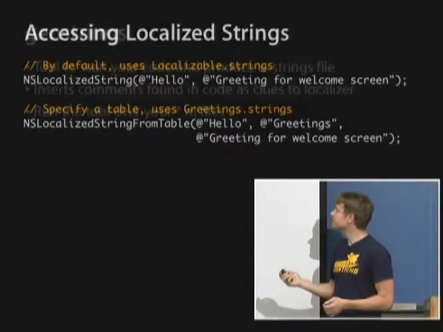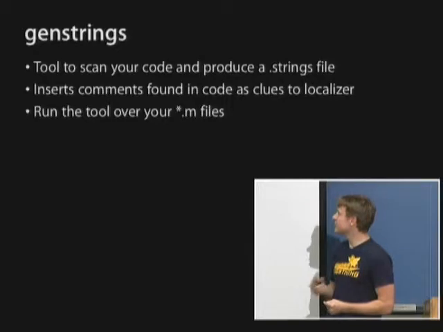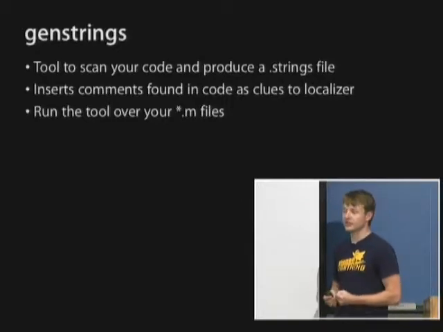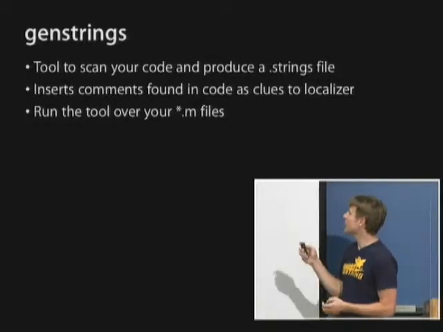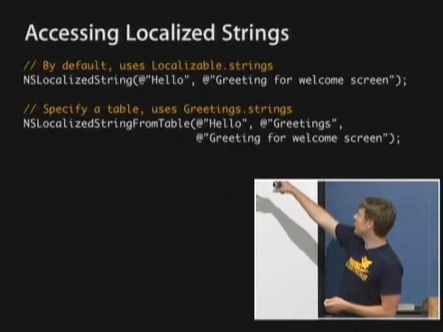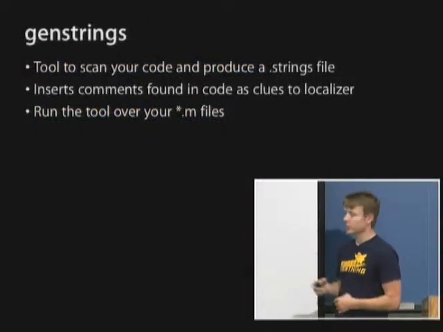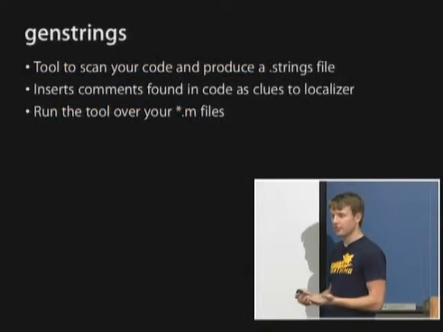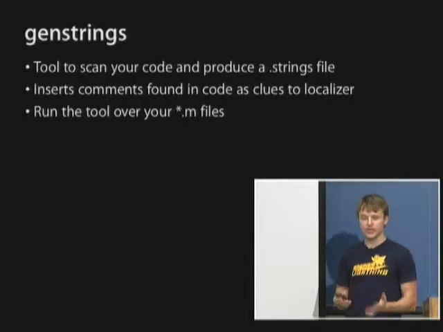Break them up. There's this tool called genstrings, which you can use to scan your code and produce a strings file based on all of the strings that you've got in the code. It inserts the comments found in the code, like the one for a welcome string, into the .strings file as a clue to the localizer, which can be kind of helpful. So you run this tool over your .m files, and it returns a .strings file to you.